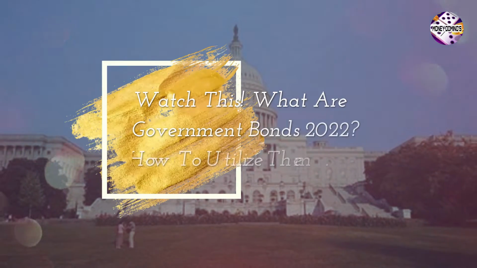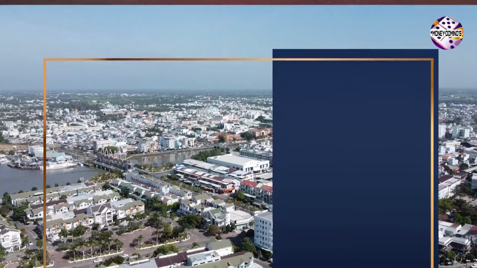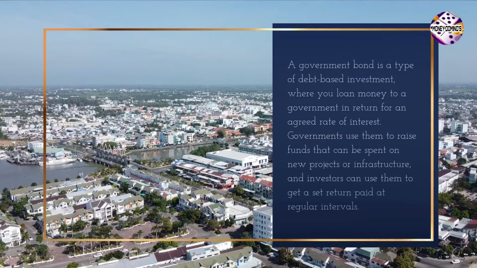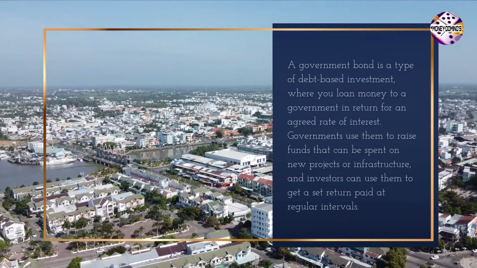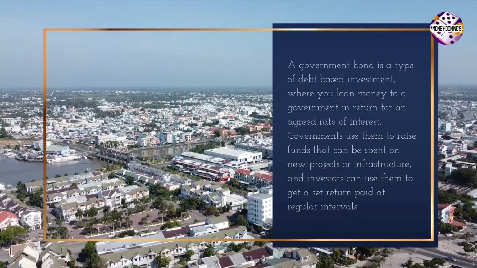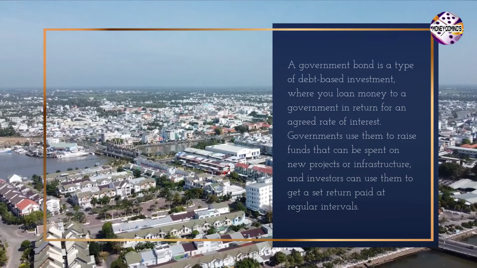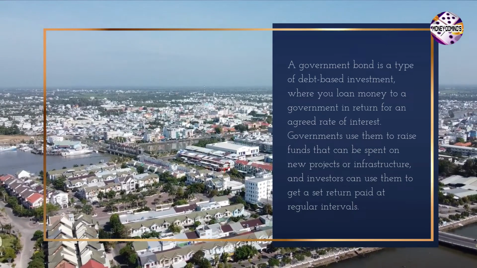Watch this. What are government bonds in 2022, and how do you utilize them? A government bond is a type of debt-based investment, where you loan money to a government in return for an agreed rate of interest. Governments use them to raise funds that can be spent on new projects or infrastructure, and investors can use them to get a set return paid at regular intervals.